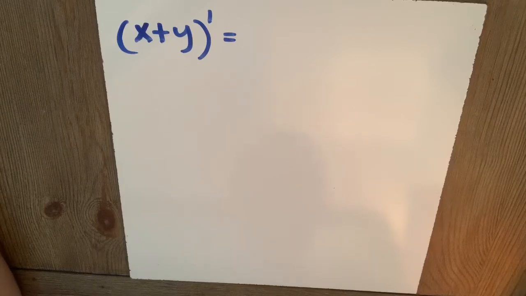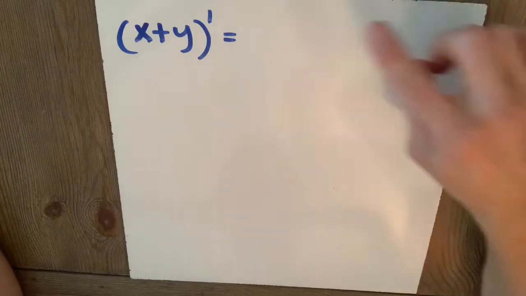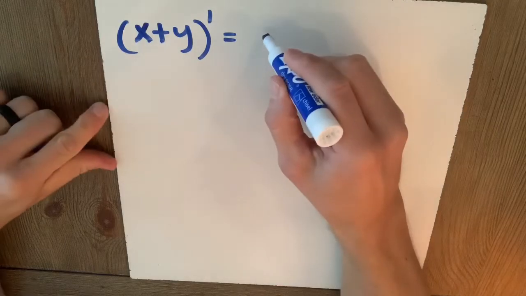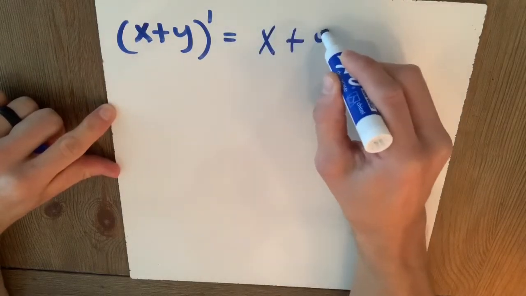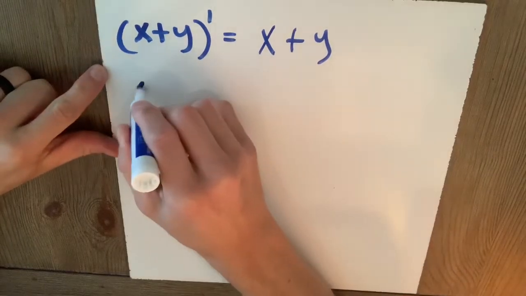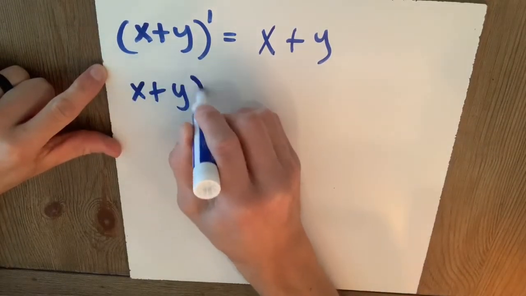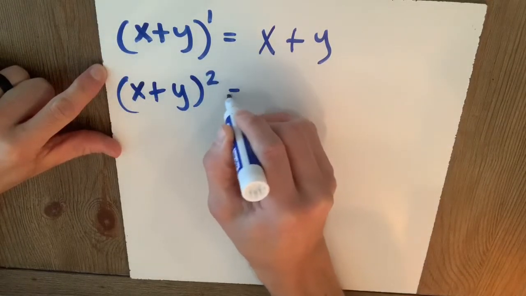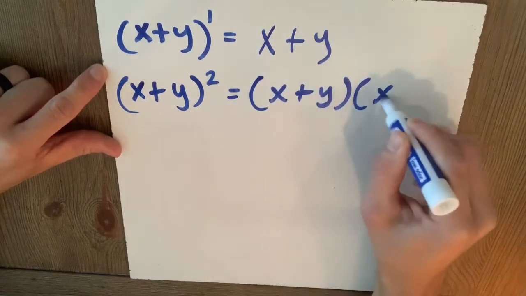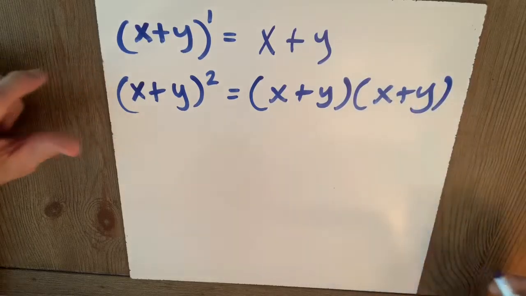In other words, what I'm doing is I'm substituting in for n, and I'll start with my first positive integer, 1. (x + y)^1 is simply x plus y. Fairly easy so far. (x + y)^2 is simply (x + y) times (x + y).